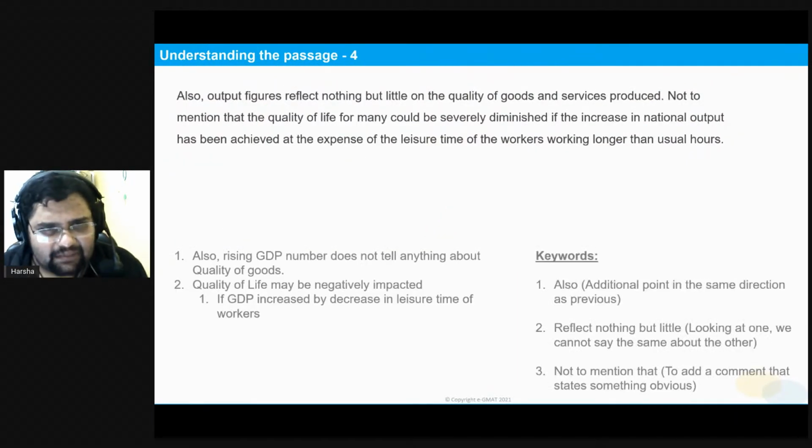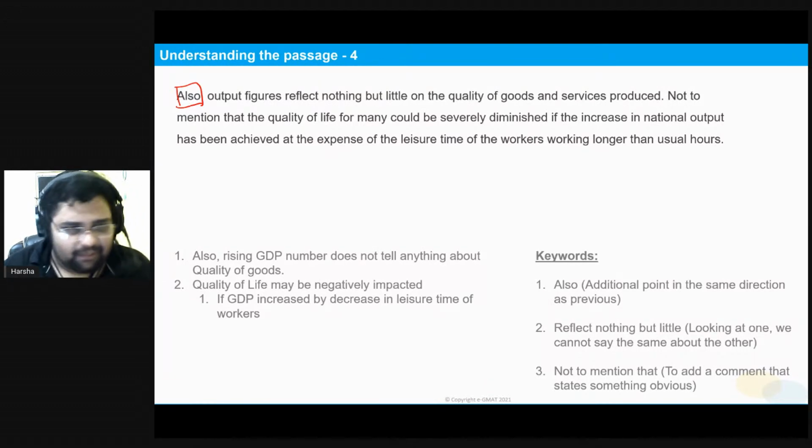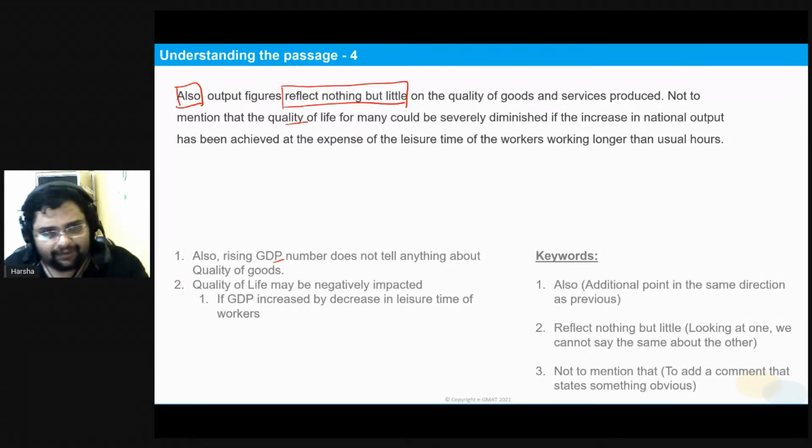Now if you go to the last portion, there is another point in the same direction, just like additionally, moreover, etc. So in addition to the previous point about pollution, now we are seeing "furthermore," more points about why GDP is not a good metric for general well-being also. That's why you see things like all these other quality of life and all that. So, output figures reflect nothing but little. This is the one place where a lot of you might have faltered. This is not a keyword, but it's just a phrase that you need to understand. What exactly is meant by reflect nothing but little?